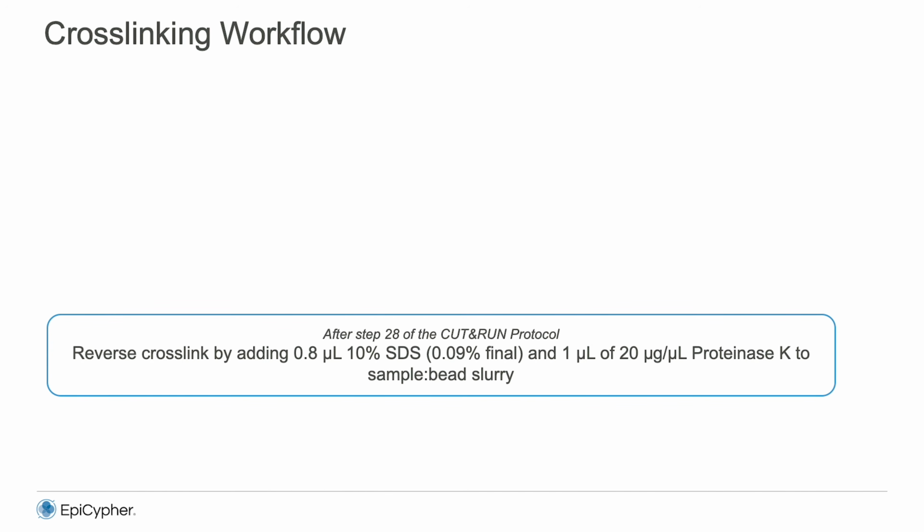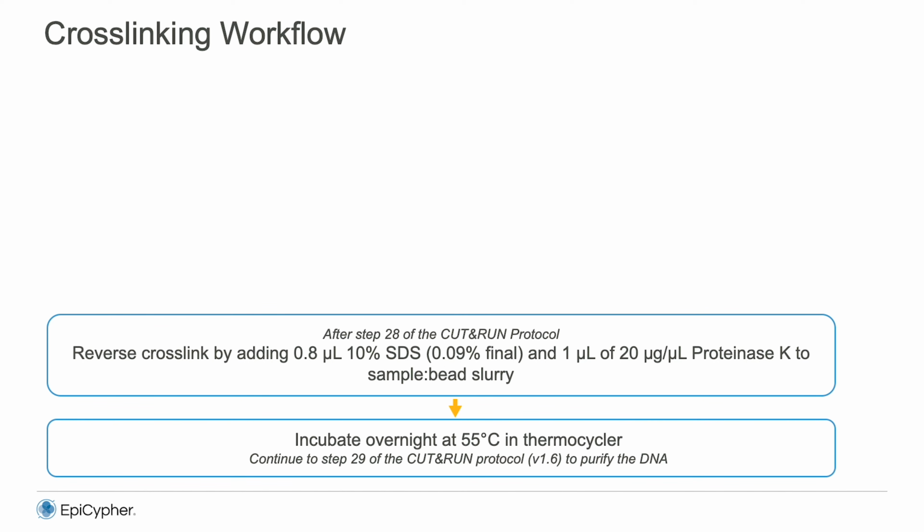After completing step 28 of section 5, you will need to reverse cross-link by adding SDS to a final concentration of 0.09% and adding proteinase K at 20 micrograms per microliter. Incubate overnight at 55 degrees Celsius in a thermocycler and resume as normal at step 29 of section 5.